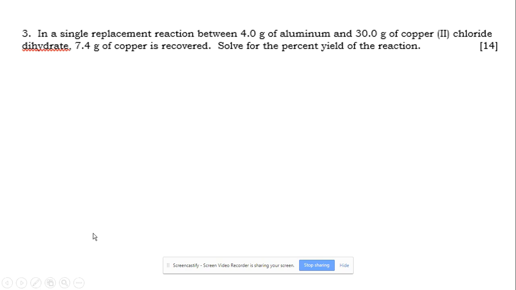And we're going to start with our balanced equation. So single replacement reaction between aluminum and copper 2 chloride dihydrate. So aluminum and copper with a charge of 2. That's what that 2 tells us. Chloride's a charge of -1. So I know I'm going to need 2 chlorines to go with my copper. Dihydrate means that I have 2 water molecules stuck to each formula unit of that copper 2 chloride.